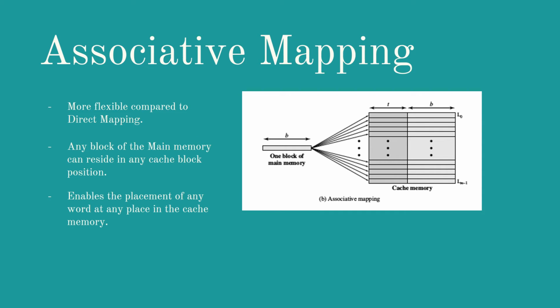The next one is called associative mapping. Associative mapping is considered a more flexible technique compared to direct mapping, wherein basically any block of the main memory can reside in any cache block position. This means that the word ID bits are used to identify which word in the block is needed, but the tag becomes all of the remaining bits. This enables the placement of any word at any place in the cache memory.